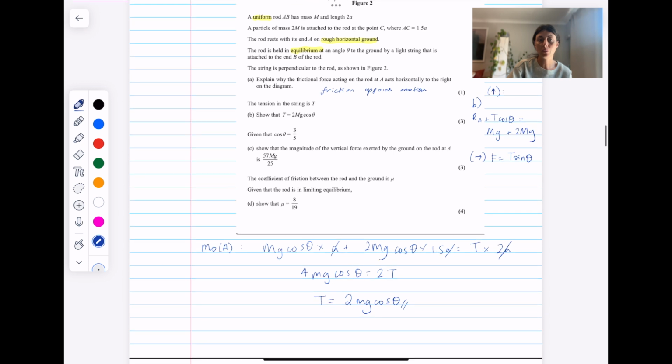Given that cos theta equals 3/5, show the magnitude of the vertical force exerted by the ground on the rod at A is... So this is talking about Ra.